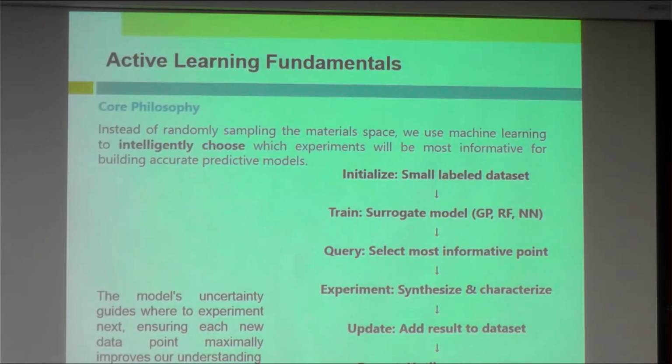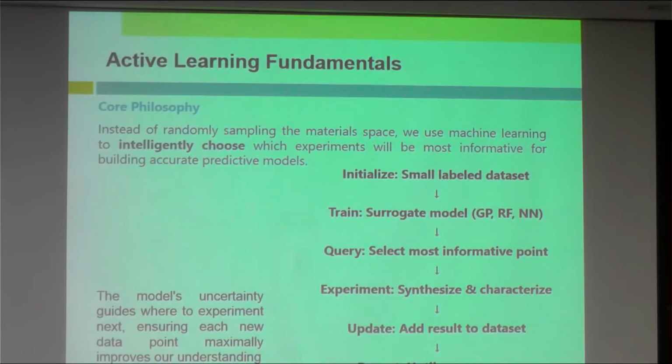So the fundamental of active learning. Basically, the core philosophy of active learning, instead of randomly sampling the material space, we use machine learning to intelligently choose which experiment will be most informative for building accurate predictive model. So meaning to say, we don't go for everything, but we selectively look into materials or process or experiment might provide you sufficient information for you to do the prediction of the property.